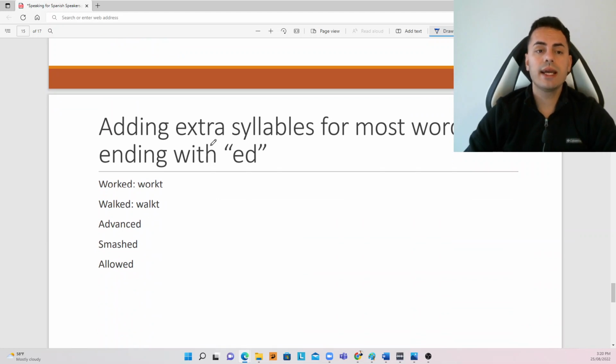Yeah, this one is very important. Sometimes you guys end up adding extra syllables to most words ending with ed. Like this one is not "worked" with two syllables, it is worked. There is no extra syllable. When I say there is no extra syllable, it means there is no vowel sound between the K and the T, yeah? Worked. And the ed sounds like T.